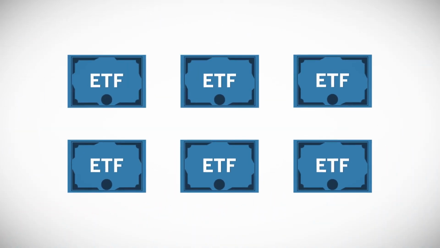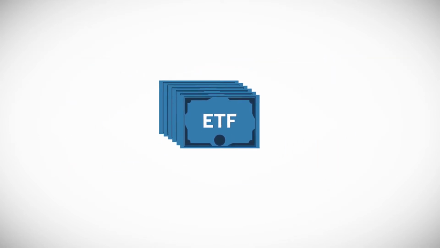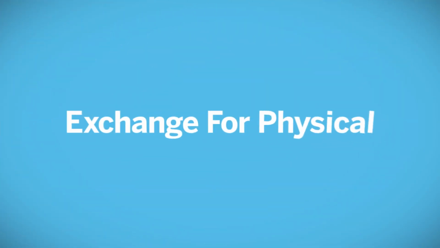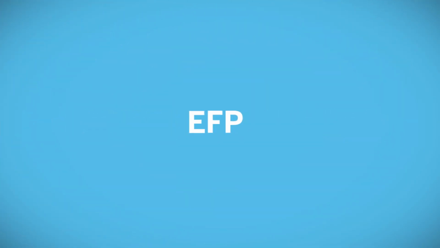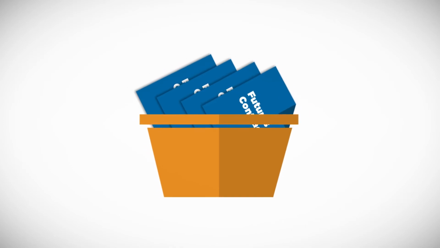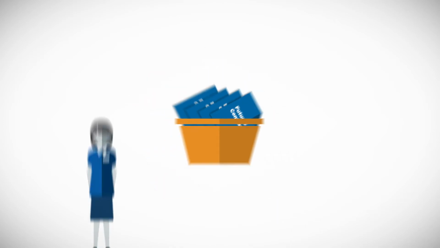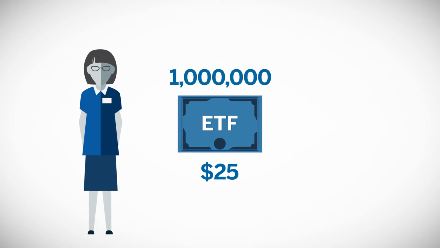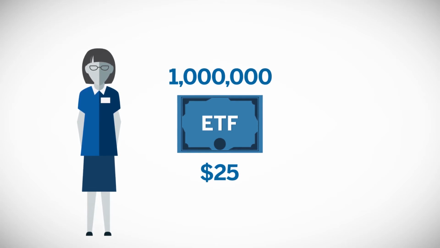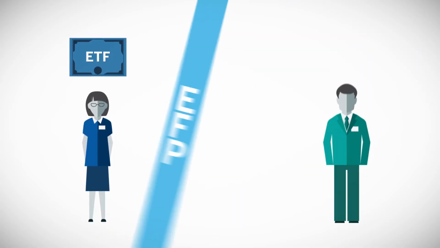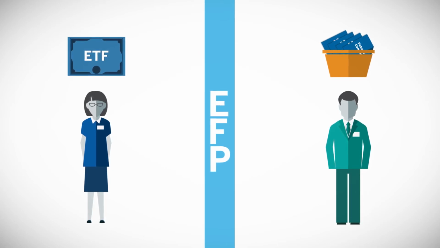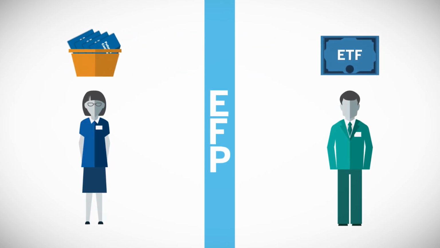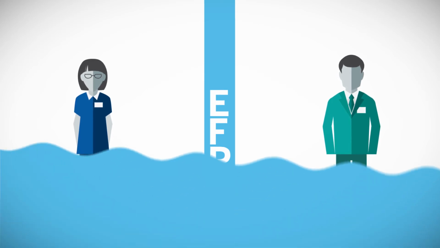A third way to access futures exposure is by tapping into the liquidity of the ETF market and then converting the ETF position into futures via an exchange for physical (EFP) transaction. EFP transactions are also privately negotiated. For example, a fund manager purchased 1 million shares of the Financial Select Sector ETF at a price of $25 to use liquidity in the ETF market. The fund manager could then negotiate an EFP with a dealer to exchange the ETFs for an equivalent futures position using E-mini Financial Select Sector futures contracts.